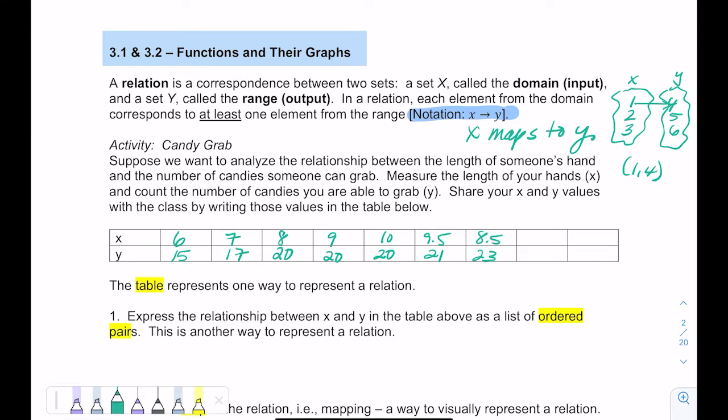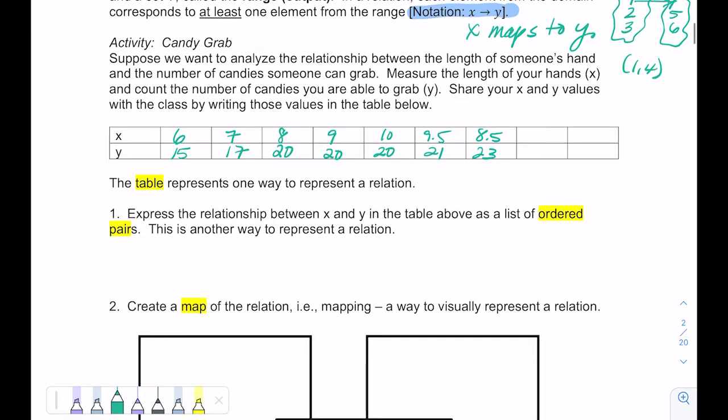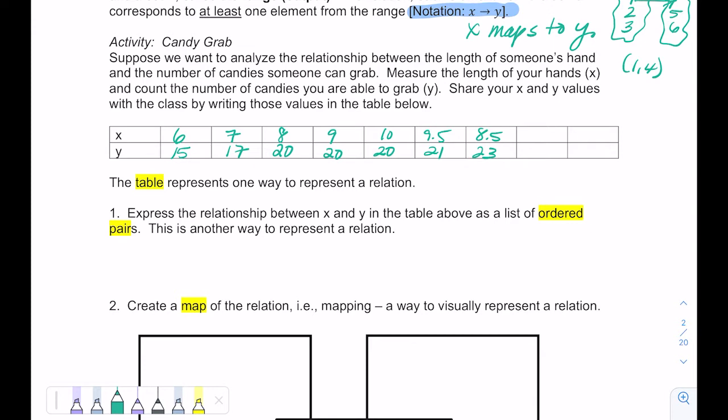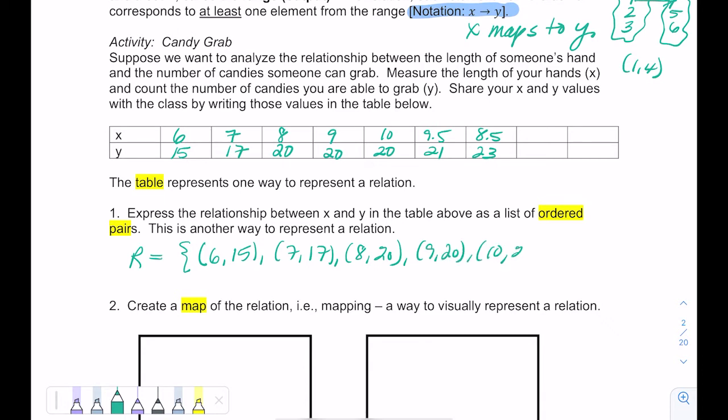Okay, so one way to represent a relation is a table. As you can see there, you've got a table of X's and Y's. Another way to represent it is just as a set of ordered pairs. So we could call it set R for relation, and we would put this inside our braces. So we have 6, 15 is one of our ordered pairs, 7, 17, and so on. I'm just going to take each of the X's and Y's in the table and list them as a set of ordered pairs in a set. And that's a relation.